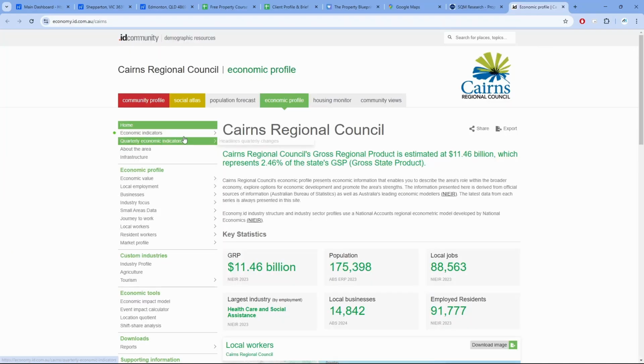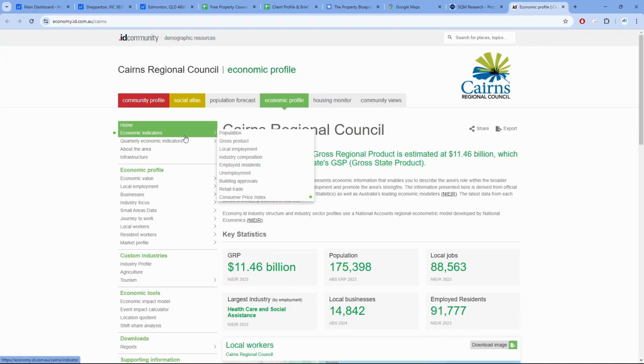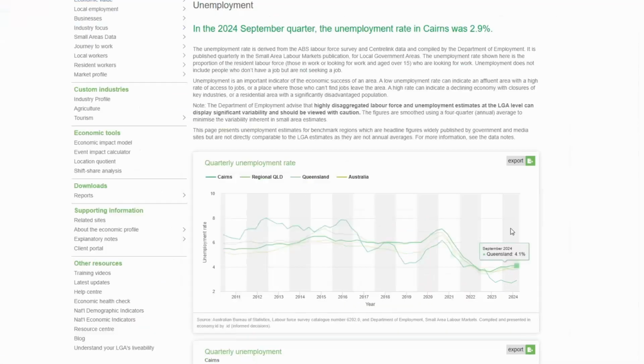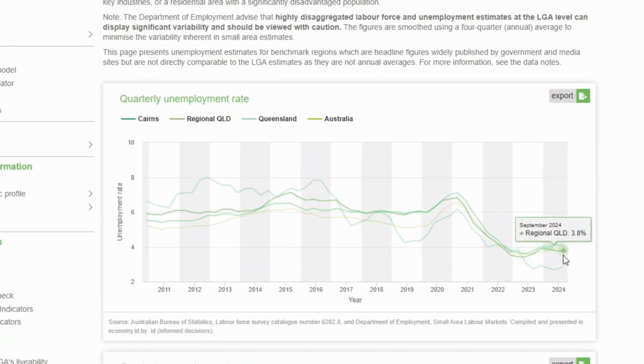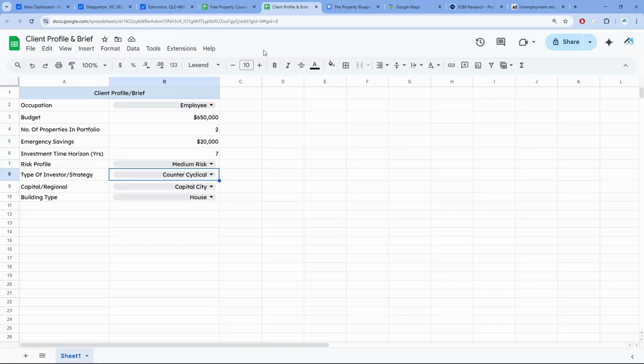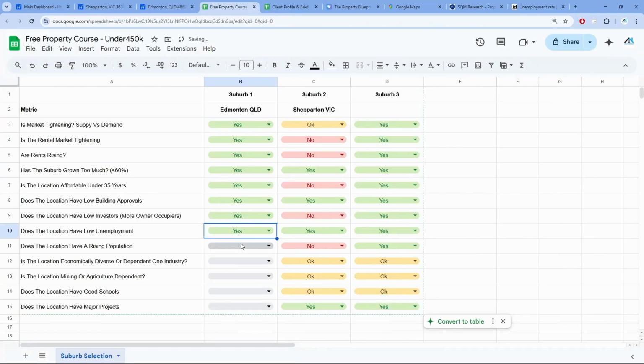As we know, Edmonton is in Cairns. One of the things we can do is go to economic indicators as well as go to unemployment. And in unemployment, we can see that it has been dropping rapidly. So that's a good bar for us, right? We know that unemployment is also decreasing. And you can see why I put yes.